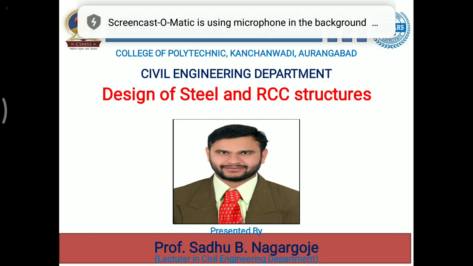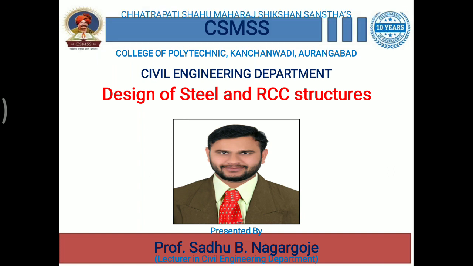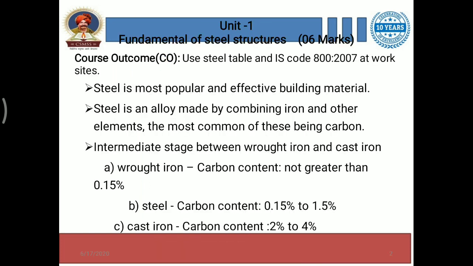Let's start with the first chapter of Design of Steel Structures. First unit, Fundamentals of Steel Structures, which has a weightage of 6 marks. Course outcome of this chapter 1 is to use steel tables and IS 800-2007 at work sites.